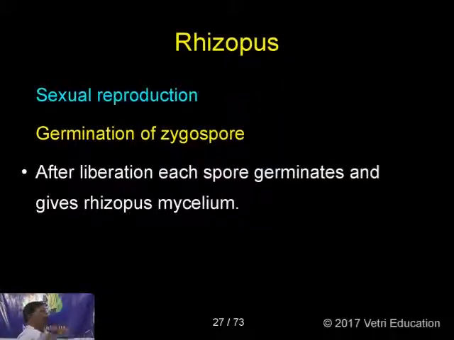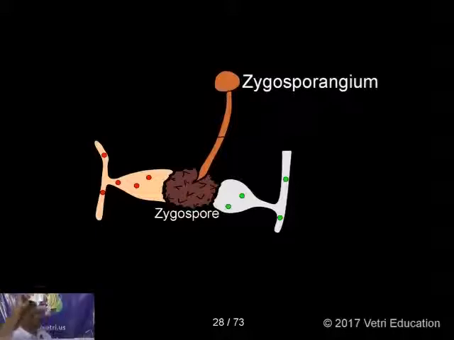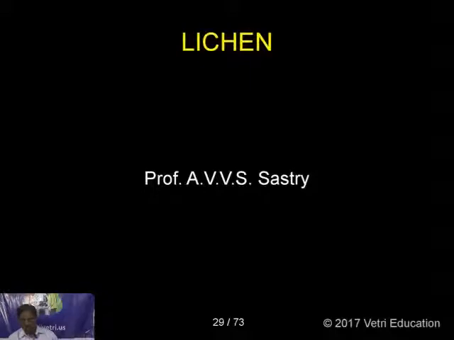So after liberation, each spore germinates and gives Rhizopus mycelium. Here you can find this zygospore that is formed by the fusion of two gametangia. This zygospore germinates and gives a zygosporangium. Inside the zygosporangium, you can have many zygospores. After liberation, they develop into new Rhizopus filaments. So that is about the life cycle of Rhizopus, the common fungus.